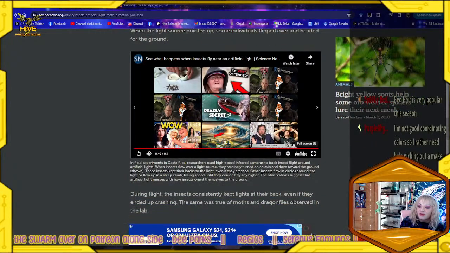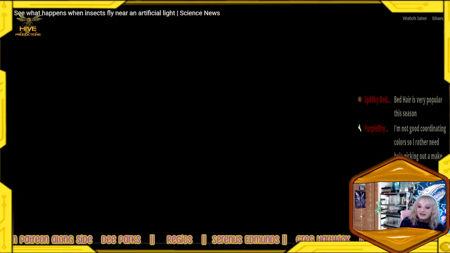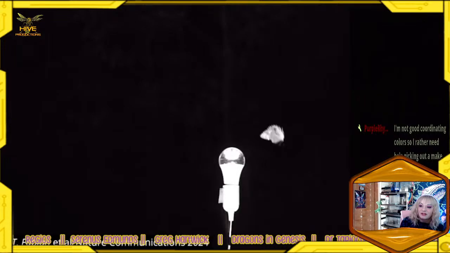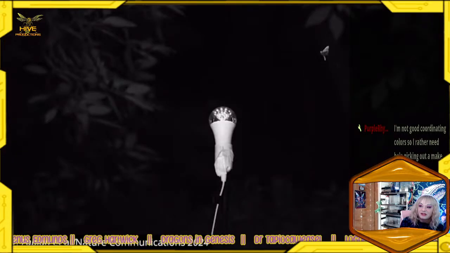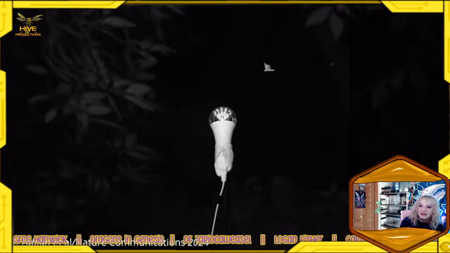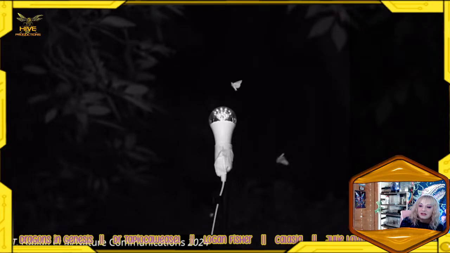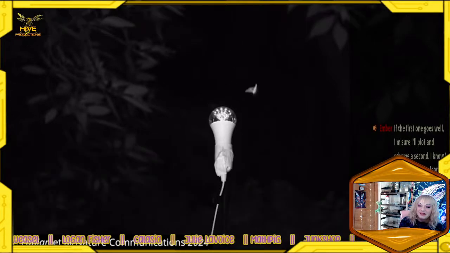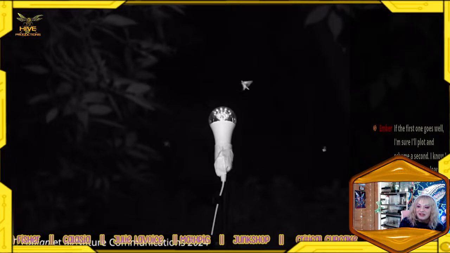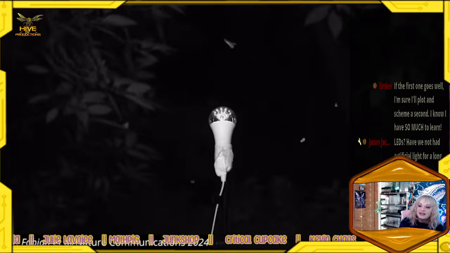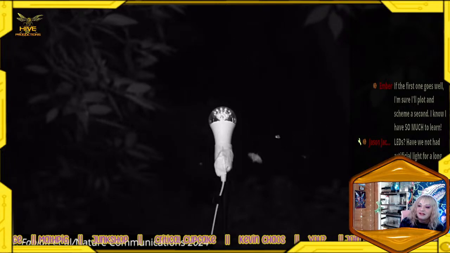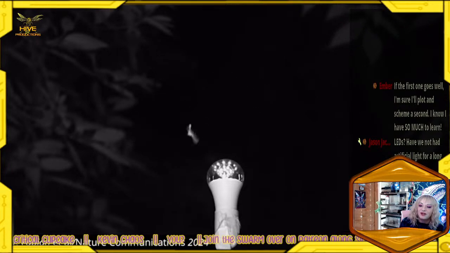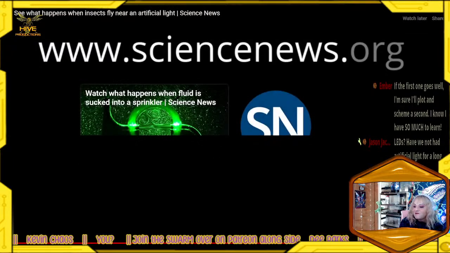Let's watch this real quick. It's only 41 seconds. See, they turn over. Just trying to keep themselves lined up with the moonlight. Interesting. I think that's a caddisfly. I also like when they slow it down so you can see how their wing beats go.